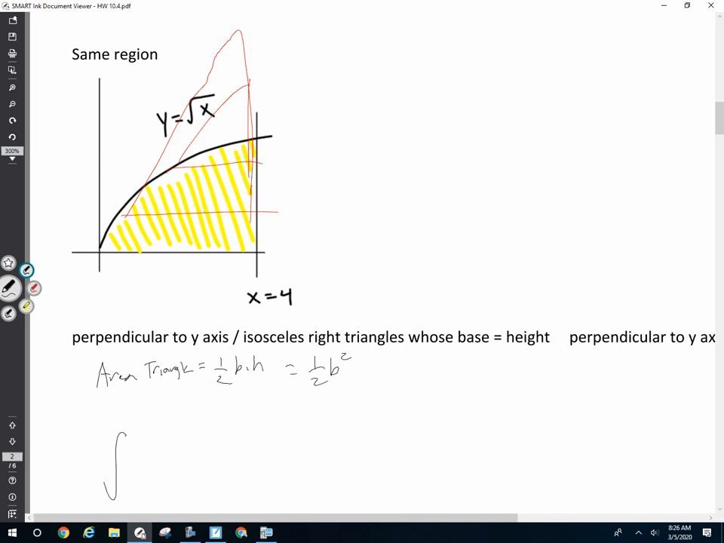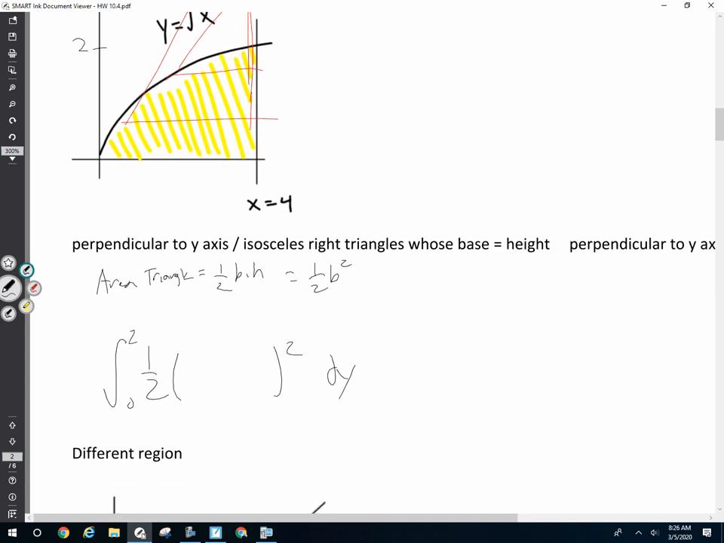So I'm going to take an infinite sum of these 1/2 base length squareds. To give them volume, we'll say they have a very skinny width, making them kind of like a prism. Again, they intersect at 4, 2, so an infinite sum is going to be from a bottom to a top. They have a skinny dy. And then the base length is 4 minus y squared.